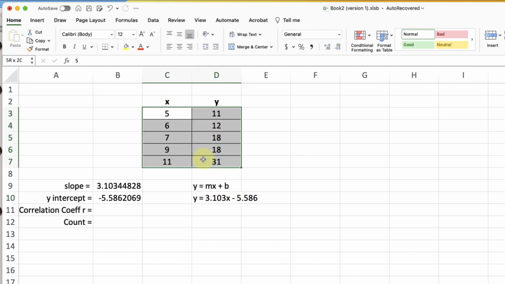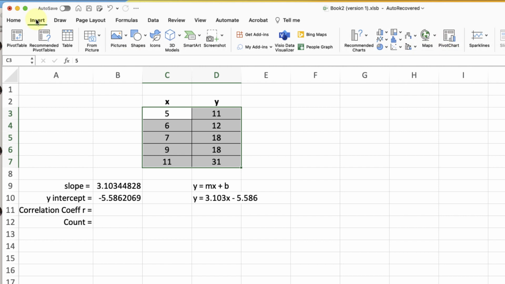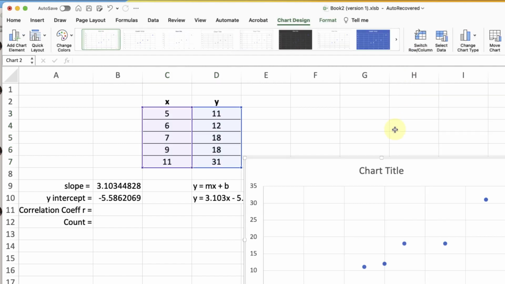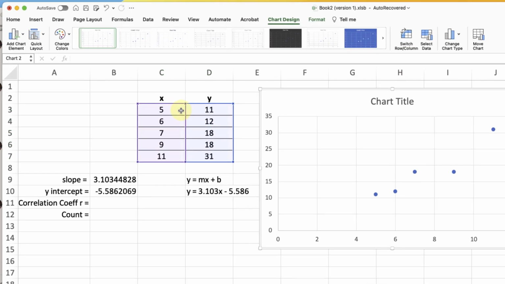Highlight your information, and then go to Insert, and then come over to your charts. You have these different charts here. Choose the dot plot or scatter plot right here, the one that doesn't have any lines attached to it, it just plots. And then it plots our points.